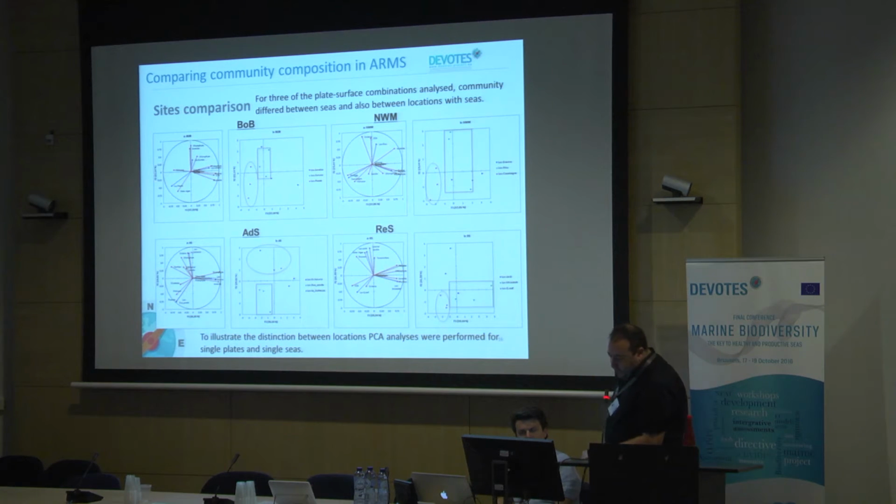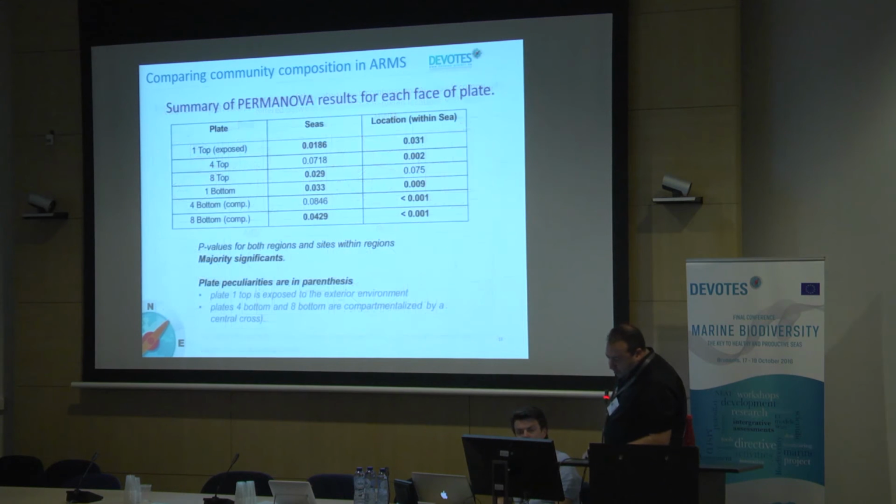For this kind of analysis, 8 PCAs were performed for 3 of the plate surface combinations, and communities differed between seas and also between locations within seas. It's always clear for 2 or 3 stations. When you perform PERMANOVA for each face of the plates, you can see that the majority is significant between seas and between locations within the sea.